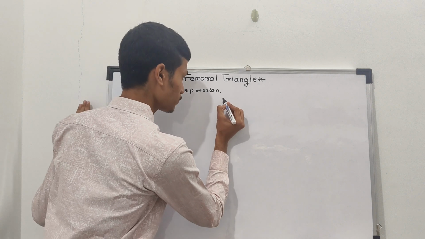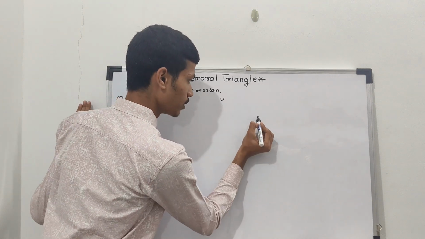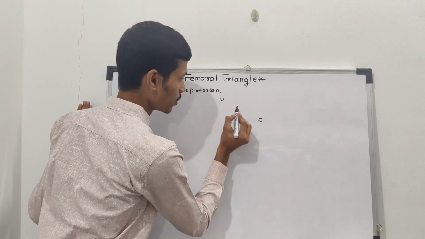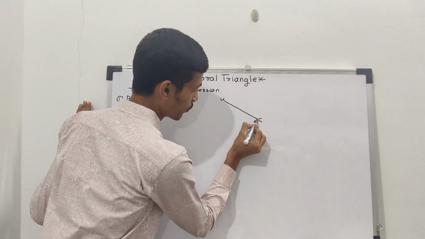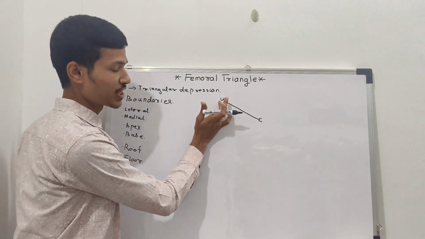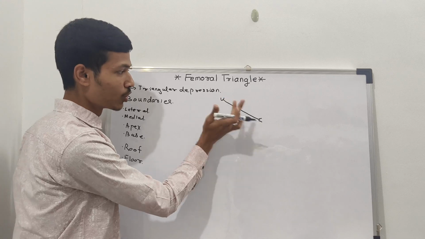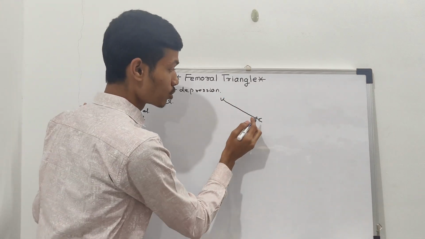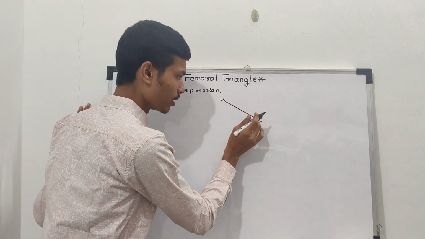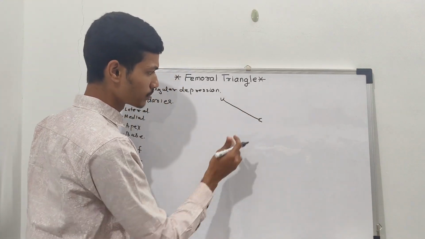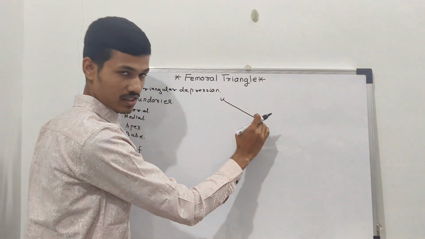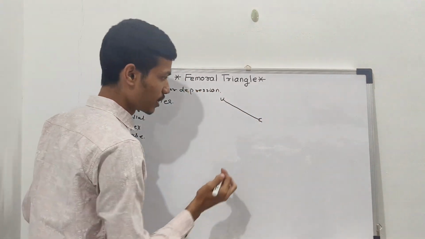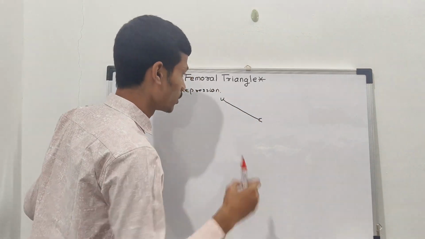So first of all, we know that this is the inguinal ligament. Inguinal ligament extends from the anterior superior iliac spine to the pubic crest. Okay, so this is the inguinal ligament, and basically the inguinal ligament forms the base of this femoral triangle. Now what are the other boundaries?